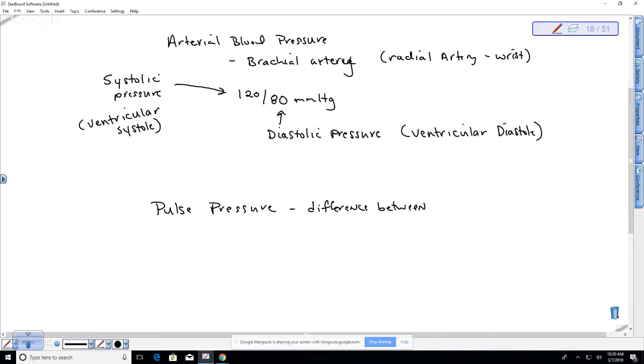Yes, well, I'm going to talk to you about what MAP is. Okay, so it's not quite the same thing. But you have to calculate the pulse pressure in order to get the mean arterial pressure. That's the difference between the systole and the diastole. So in this case, what would be the pulse pressure? 120 minus 80. So it would be 40 millimeters of mercury.